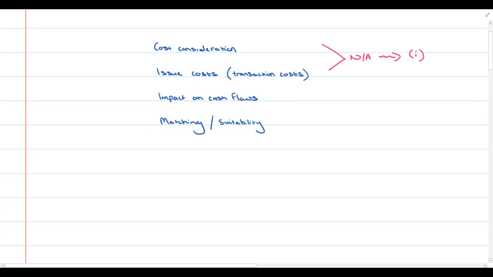Then the next heading that you need to consider is associated constraints.